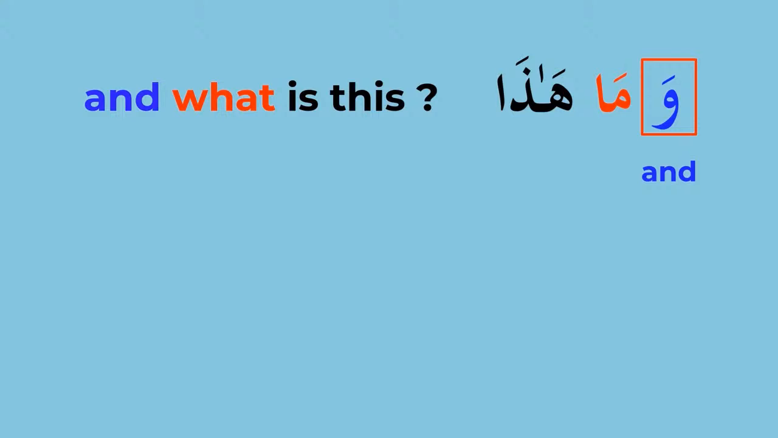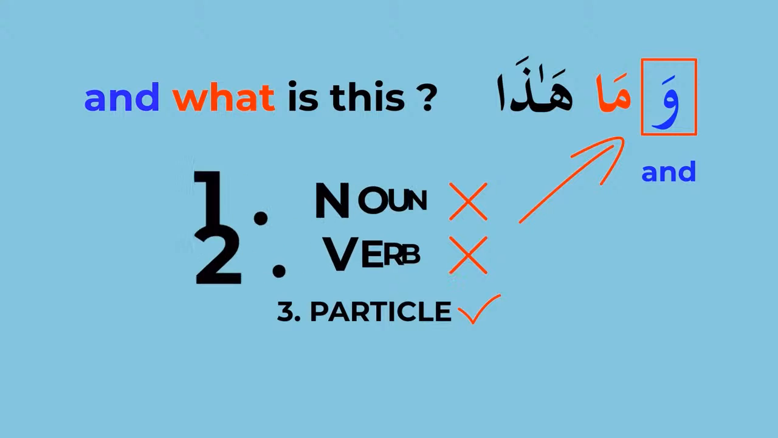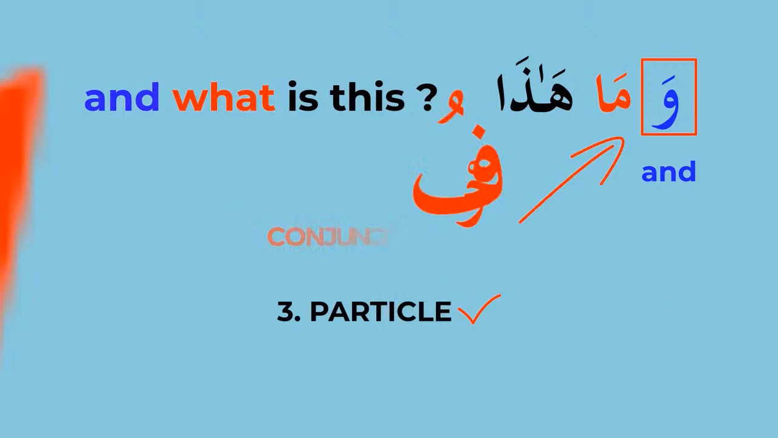You know that Arabic language, you can put it into 3 groups. So what is wa? Is it a noun? Is it a verb? What is it? I didn't say particle. So it's a particle. Are you with me? It is harfu ataf.